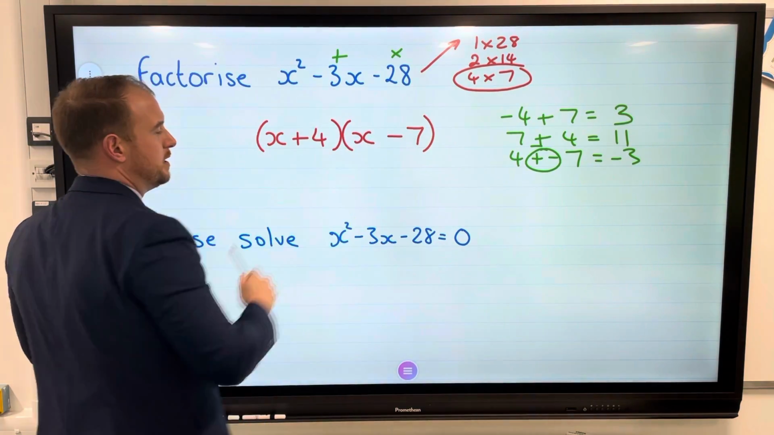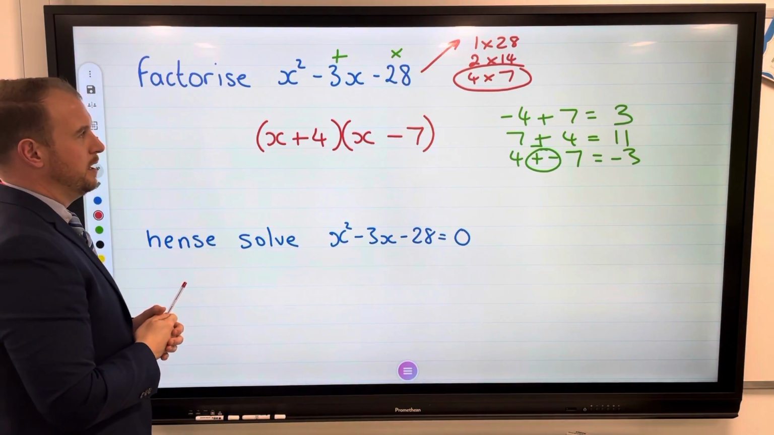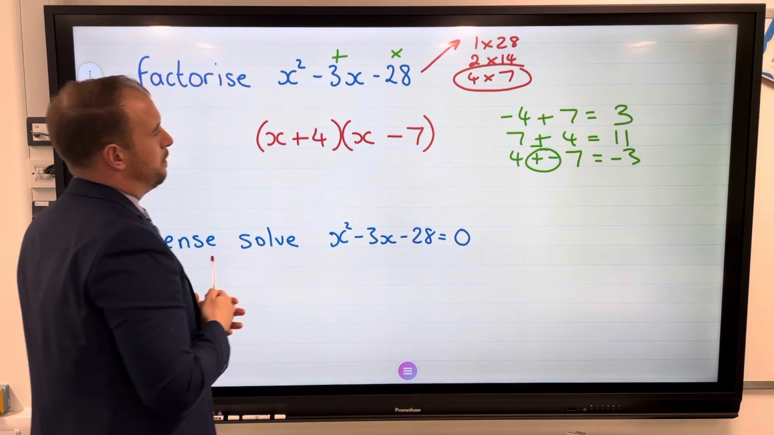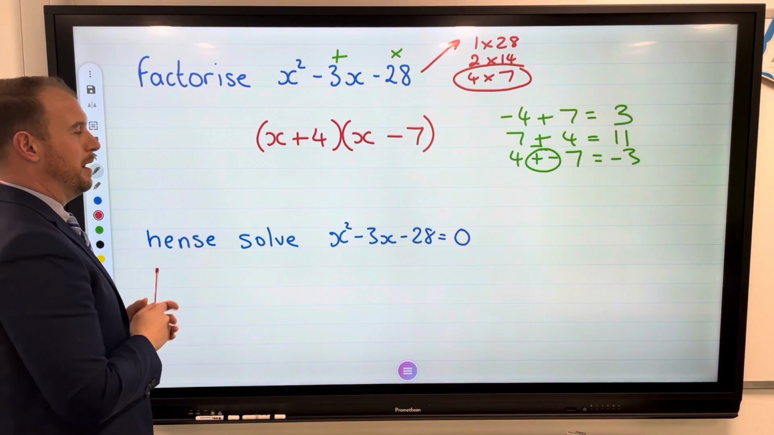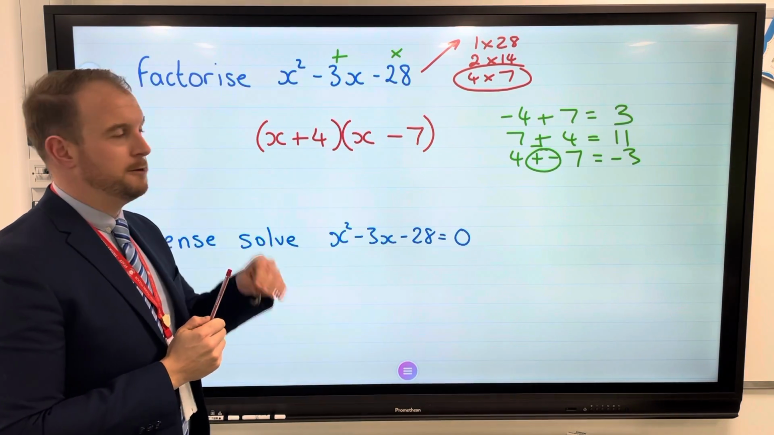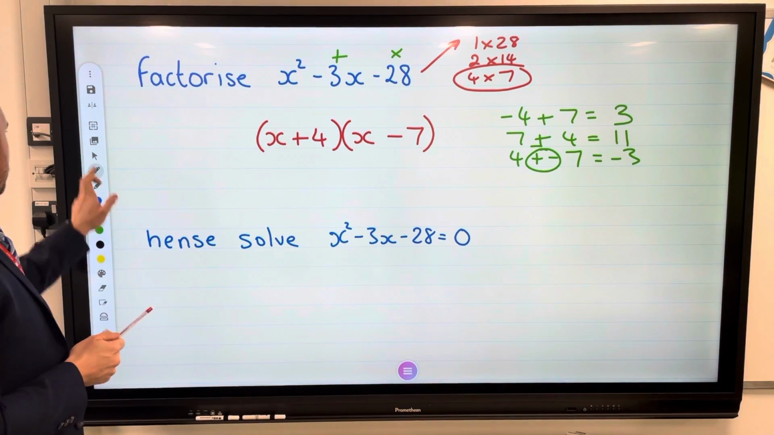Positive 4 times negative 7 is negative 28. But then to add them together, 4 plus minus 7 is minus 3. That might take a bit of practice, especially with the negatives. Remember, practice makes perfect. So that's factorize. Let's solve.